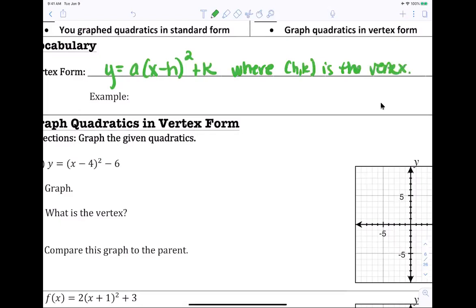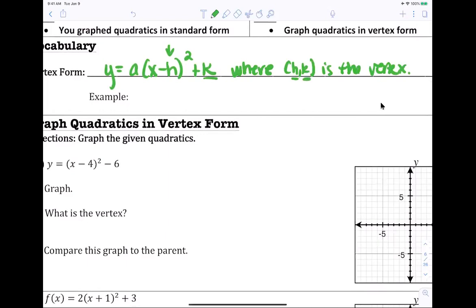Okay, so usually remember we always look at what's inside and take the opposite sign. That becomes our h value. And then whatever number is outside of the parentheses being squared, that becomes the y value. So for example, let's say we had y equals 1/2 (x minus 4) squared plus 7.